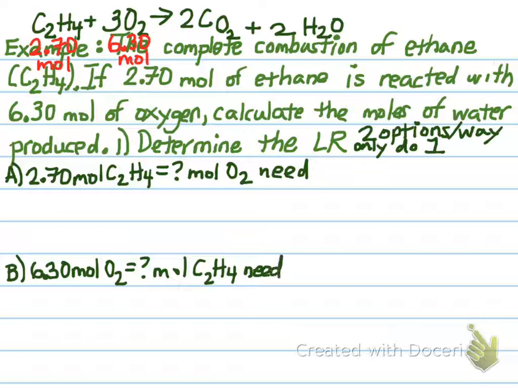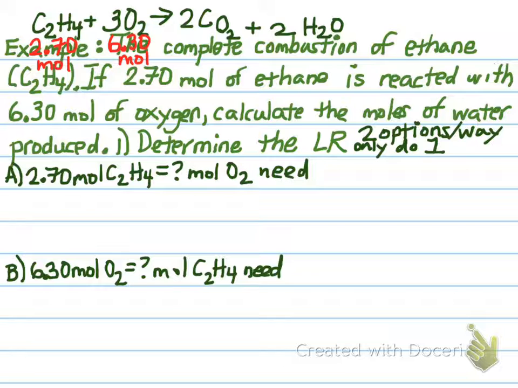Again, you would never ever do both. But I want you to have both in your notes right now. I want you to have a note that says there's two options or ways to do this, but you only do one when you actually do a problem. I'm showing you both to prove to you it doesn't matter which way you do it. You still get the same limiting reagent at the end.